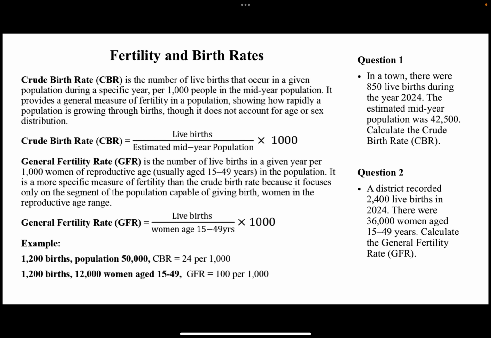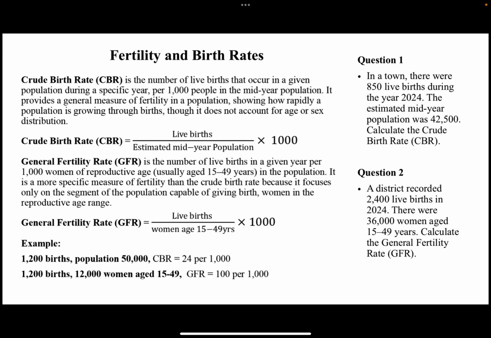Let's go over it again. In a town, there were 850 live births during the year. The estimated mid-year population is what? 42,500. How many live births? 850. What's the estimated mid-year population? 42,500. Then you multiply by 1,000. If you multiply by 1,000, you get 20. So that means the answer, the crude birth rate, is 20 per 1,000 per year.